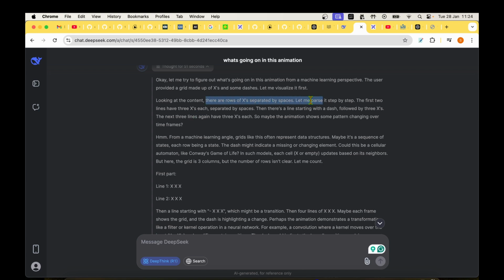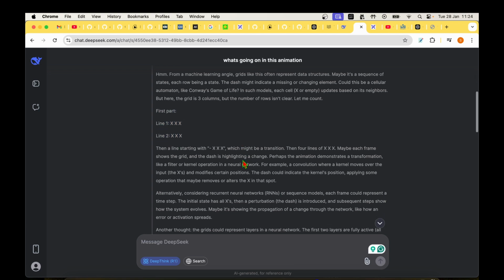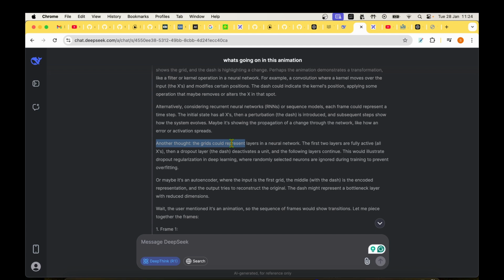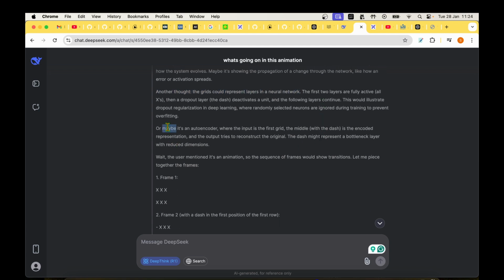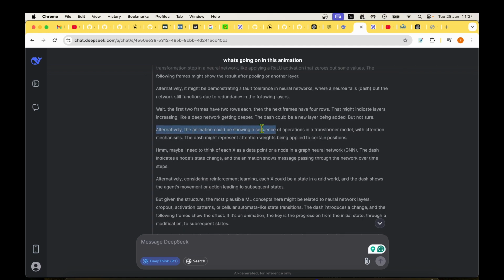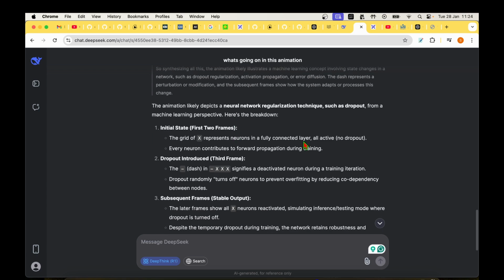Looking at the content, there are rows of X separated by spaces. Let me parse it step by step, and it goes on and on. First part, line 1, XXX, line 2, XXX. So I read through the whole thing. It comes up with alternatives, saying, alternatively, considering recurrent neural networks, and another thought, the grids could represent layers in a neural network, or maybe it's an autoencoder. The input is the first grid, the middle with the dash is the encoder representation, frame 1, frame 2, frame 3. Eventually, again, it says alternatively, the animation could be showing a sequence of operations in a transformer model. It's all fine, but it never mentions k-means anywhere.